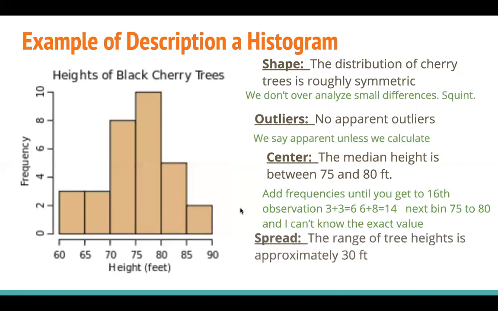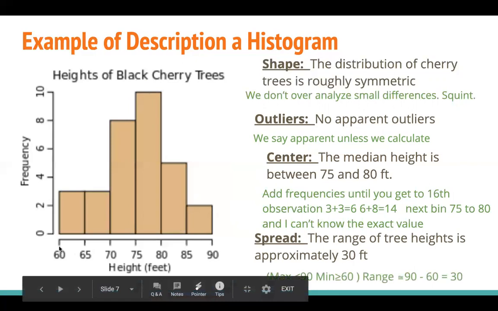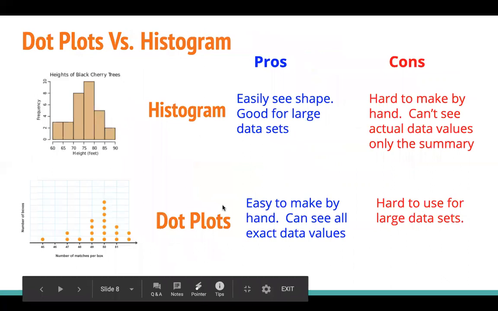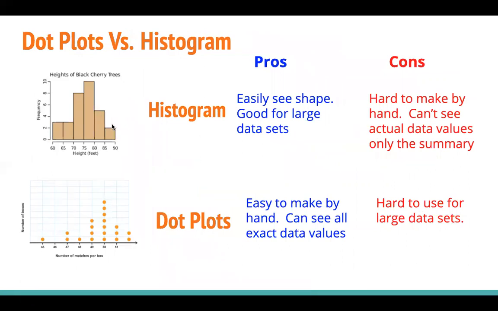And then the range is approximately 30. I can't know the exact because I don't know what the shortest tree is. Maybe it's 60, maybe it's 61, maybe it's 64. I don't know. And the same with the max. I know that it's less than 90, but maybe it's 89, maybe it's 86. I don't know.